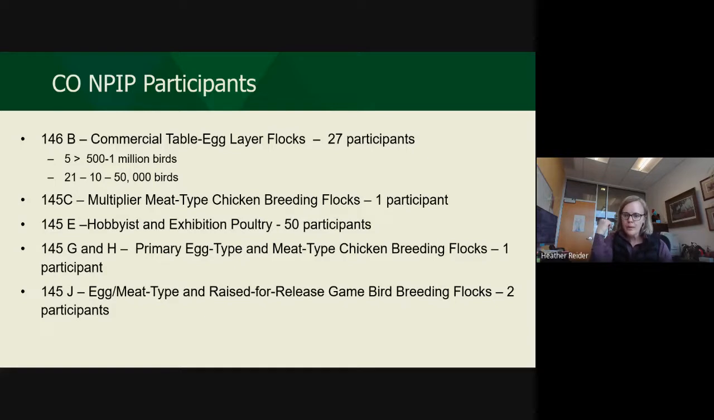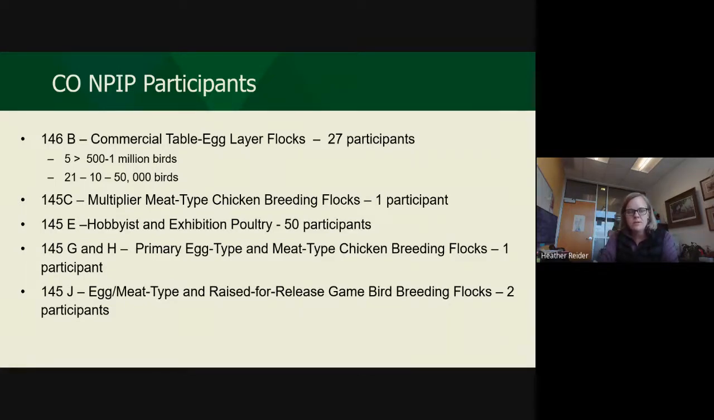So we have 2 game bird production flocks. Now we have a lot more in Colorado, but this is who's in the actual NPIP program itself. We keep trying to get other game bird producers in it. Maybe someday we'll have more success. But our 145E, as far as the volume, we have a lot of participants in that. And we do have a lot of outreach within that backyard flock arena.